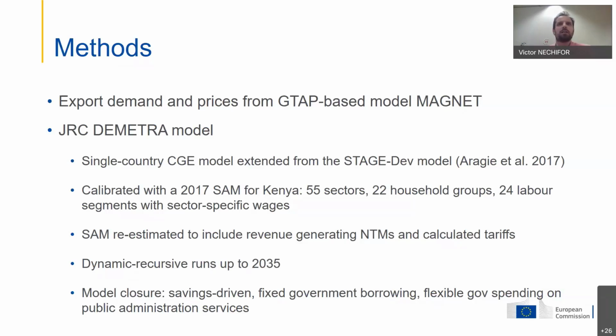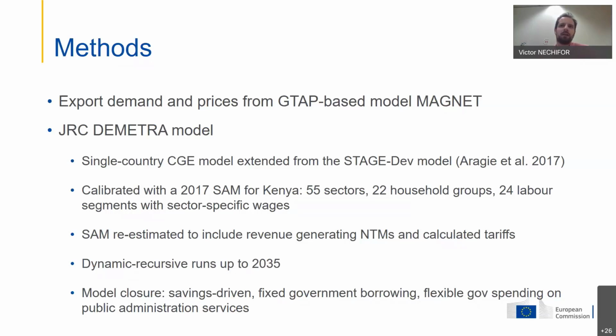And I'll talk a little bit later about the NTM inclusion in the simulations. The model is run in a dynamic recursive setting. So from 2017 to 2035, there's a baseline that's constructed again based on the SSP2 GDP growth rates. In terms of model closure, it's a savings-driven model. And then an important dimension is the government closure.